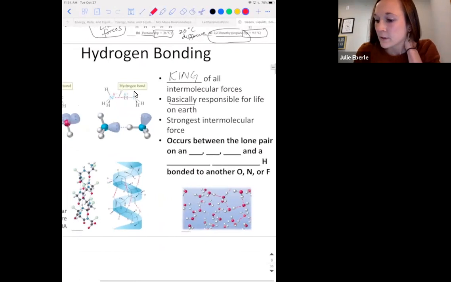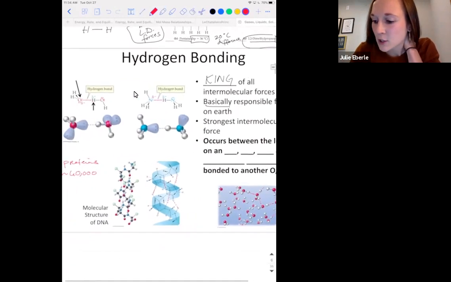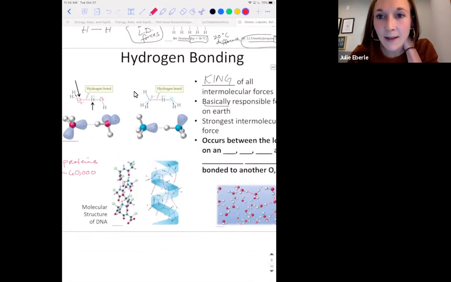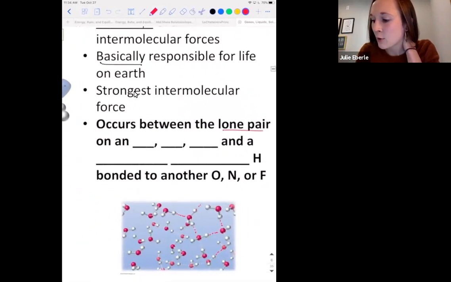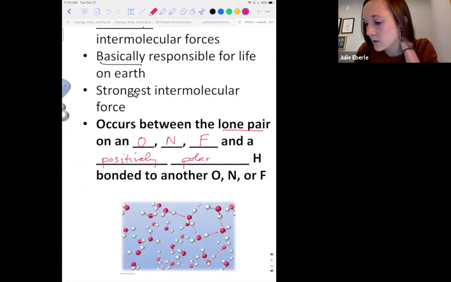Okay. So what exactly is a hydrogen bond? We're going to use these pictures up here to show you an example of one hydrogen bond. But first, let's define it. What they are is it occurs between the lone pair on any oxygen, nitrogen, or fluorine atom. These three specifically, and these three only. The lone pair on an oxygen, a nitrogen, or a fluorine, and a positively polarized hydrogen. That is also bonded to another oxygen, nitrogen, fluorine.